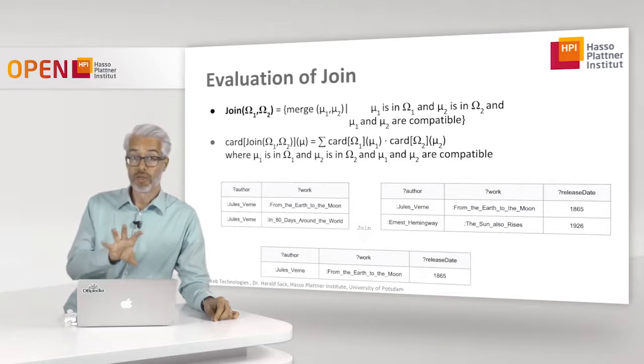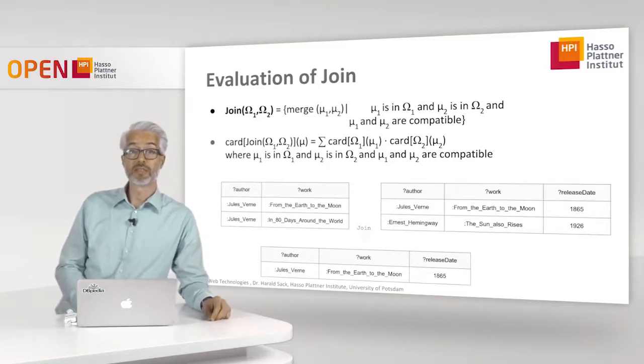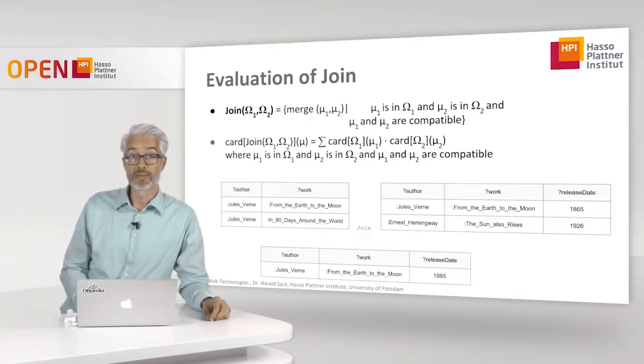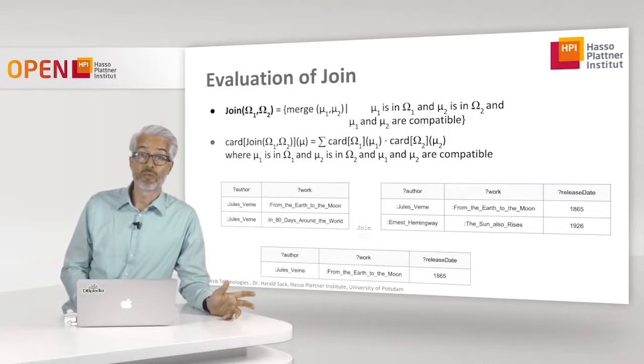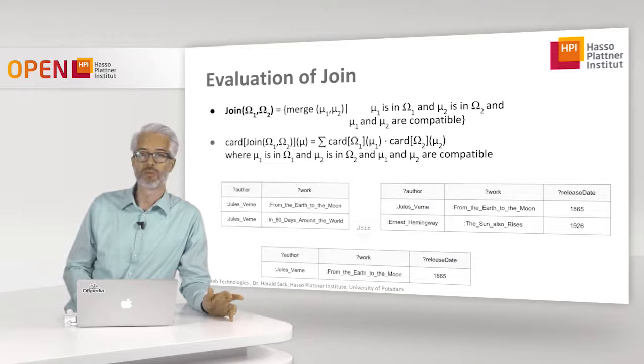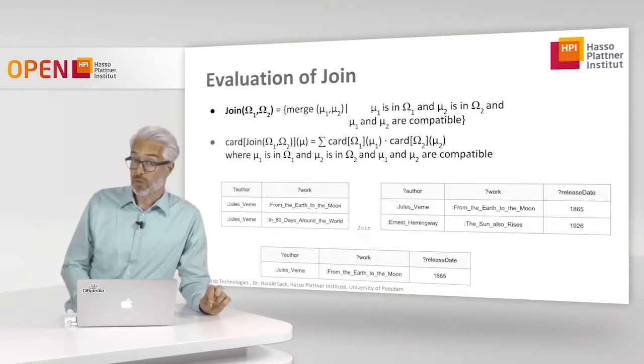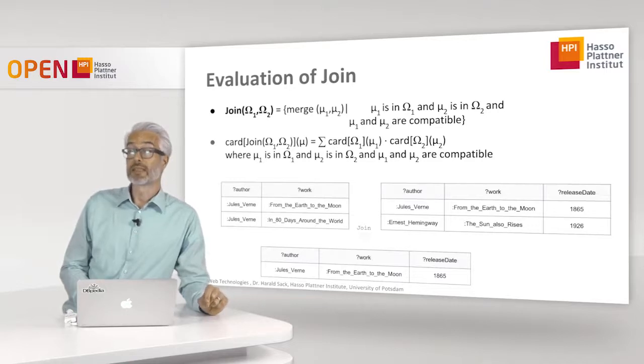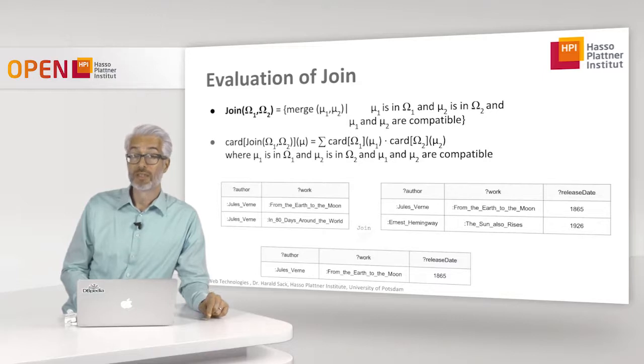Let's try it now with the real definition. Here again you see the join of two multisets omega sub 1 and omega sub 2 results in the merge of two mappings mu sub 1 and mu sub 2, where mu sub 1 is a mapping in omega sub 1 and mu sub 2 is a mapping in omega sub 2, and both of the mappings are compatible. It's a little bit more complicated now to compute the cardinality of the resulting mapping, simply because you have to try to combine.